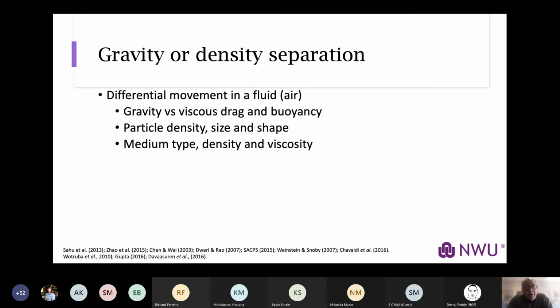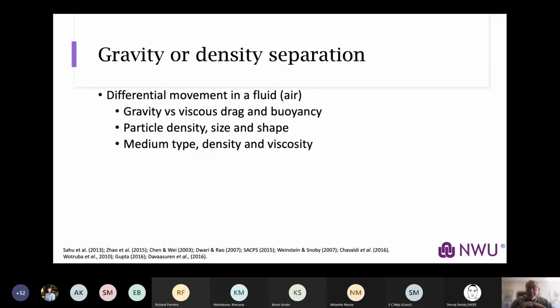It is affected by particle size, particle density, and even particle shape, especially in air. And the medium type, density and viscosity, these are all factors that play into this. Now, if you do this in water, it's a little bit more straightforward, because of water's density and viscosity, your Reynolds numbers are lower than for air, for example.